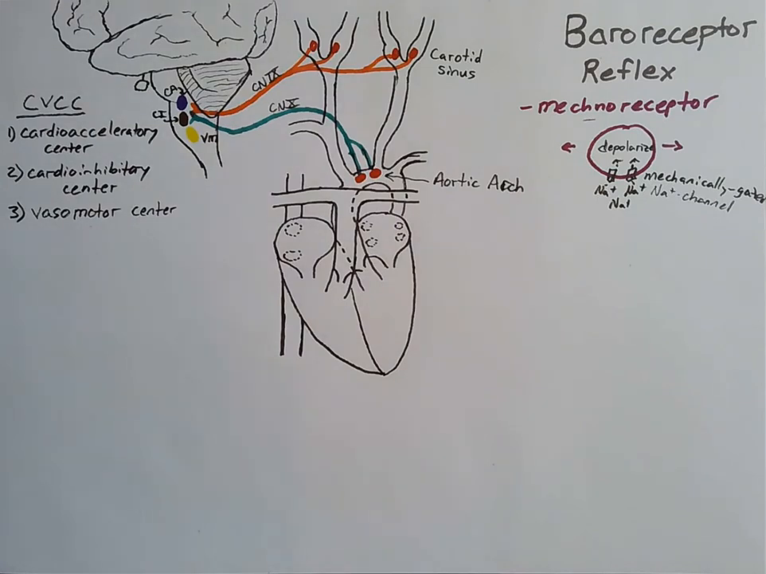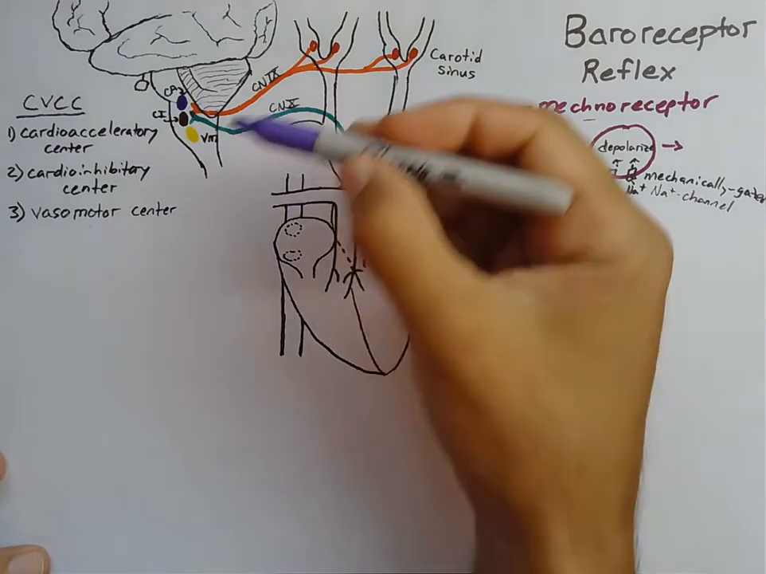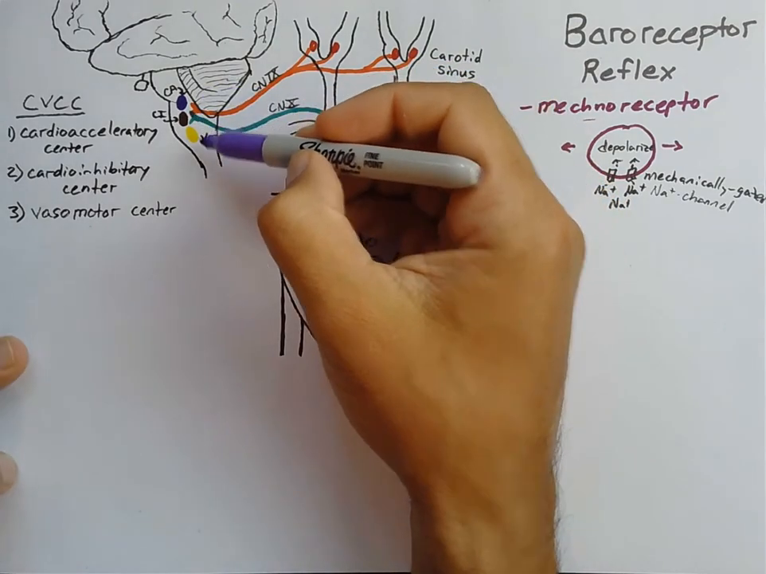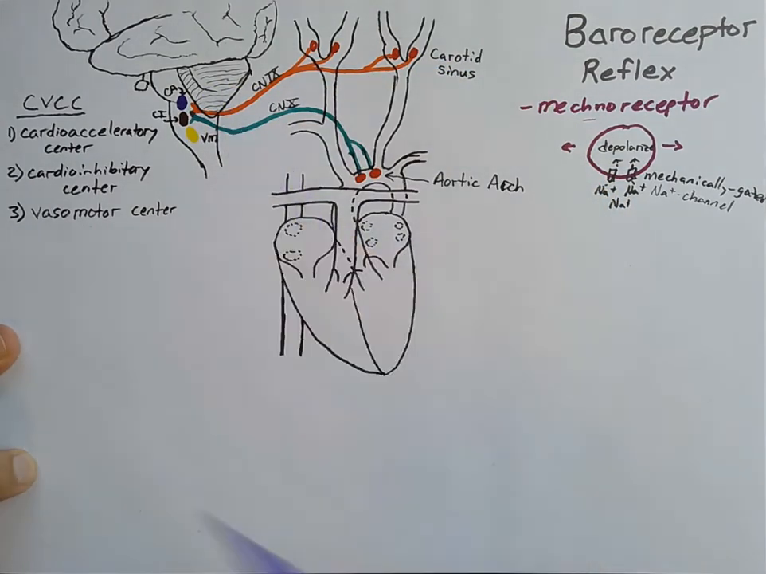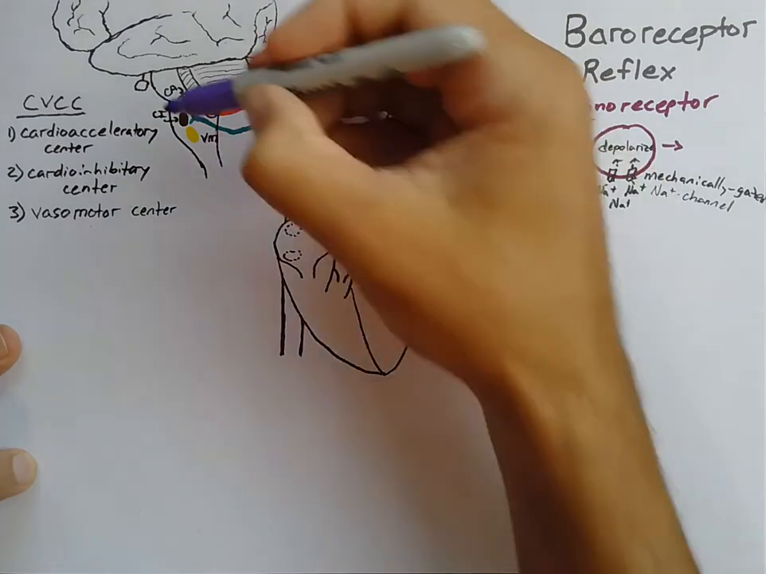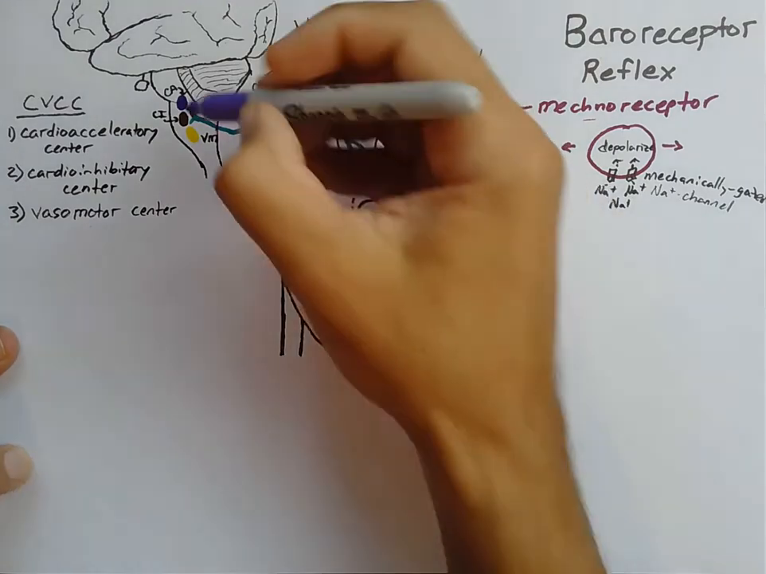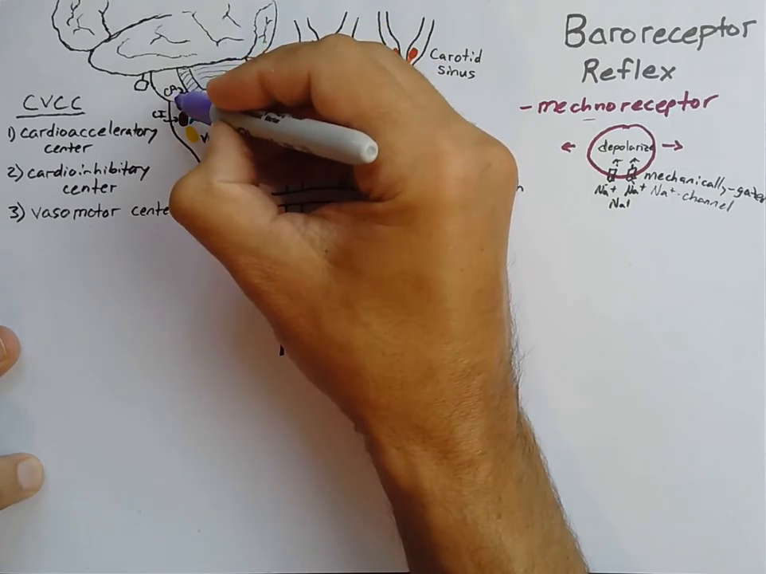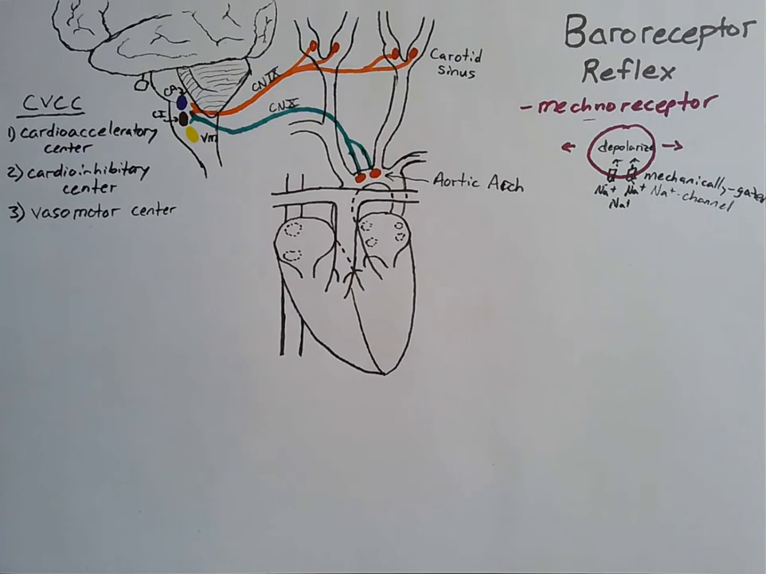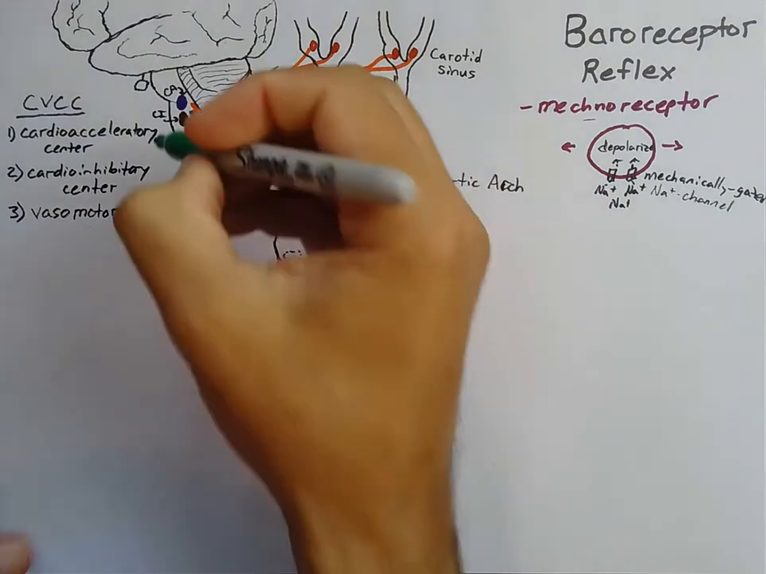Now, let's continue this idea. This information from the cardioacceleratory, cardioinhibitory, and vasomotor centers is going to go back out to the body. Cardioacceleratory is going to try to improve heart function. What part of our sympathetic nervous system improves heart function? And hopefully you guys can see. Let me use a different color yet. We'll do a nice dark green here.